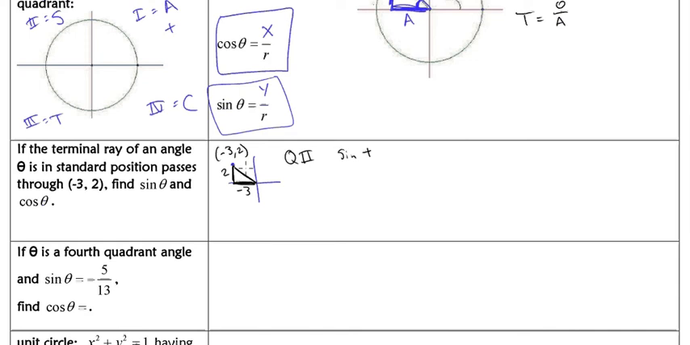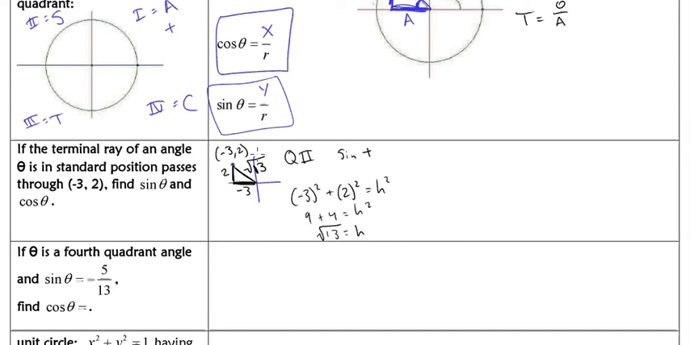Now we need to figure out what the radius here is going to be, what our hypotenuse is going to be. And so with our Pythagorean theorem, we have (-3) squared plus 2 squared gives us that radius, or the hypotenuse squared. That's 9 plus 4 equals the hypotenuse squared, so that's 13. Then take the square root of each side, and we get the square root of 13 is equal to the hypotenuse. So square root of 13.